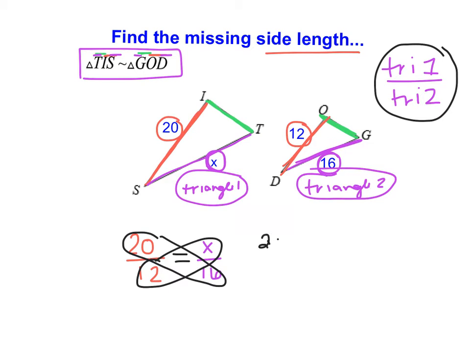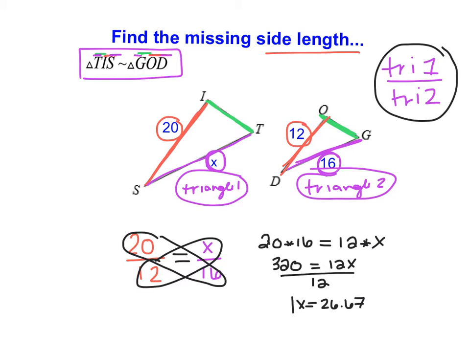So I have 20 times 16 is equal to 12 times X. 20 times 16 becomes 320, and then that's 12x. Divide both sides by 12, and I end up with x is equal to about 26.67.